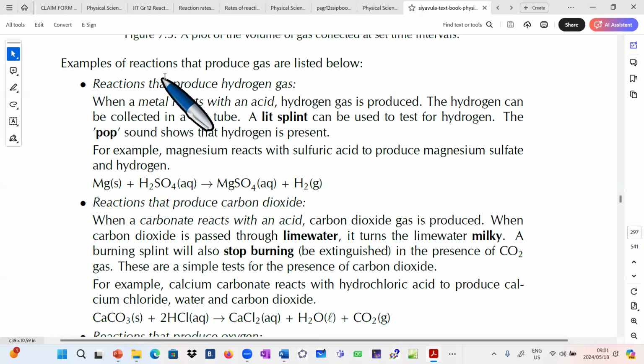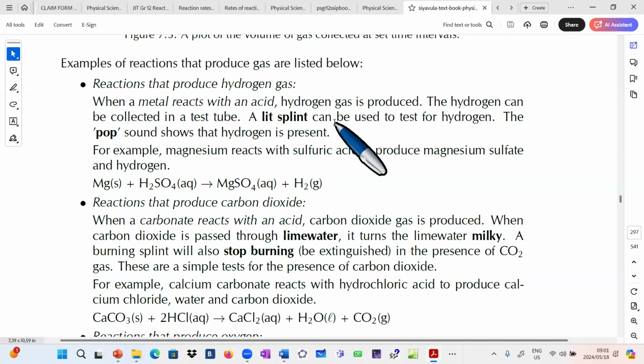Right. So examples of reactions that produce gas are listed below. Let us give examples of reactions that produce hydrogen gas. When a metal reacts with an acid, hydrogen gas is produced. So what kind of metal? We can take, for instance, magnesium as a solid, reacted with sulfuric acid, H2SO4, and what we get is magnesium sulfate and hydrogen gas.